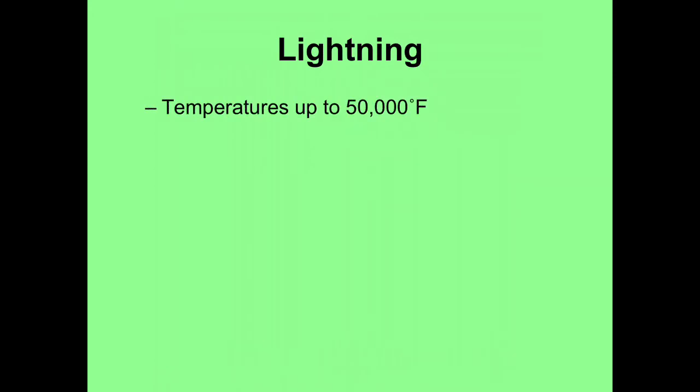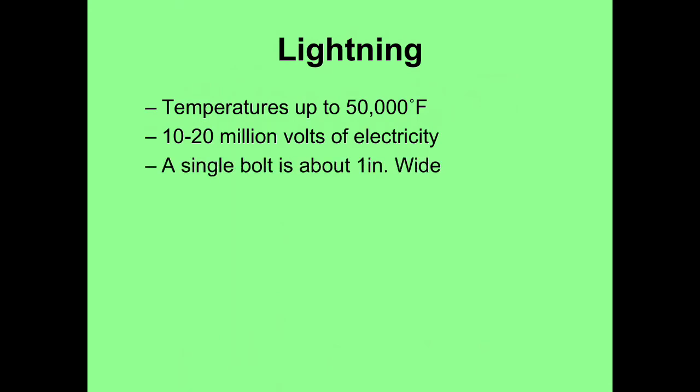Okay, lightning itself can be up to 50,000 degrees Fahrenheit. Ouch. 10 to 20 million volts of electricity. A single bolt is about 1 inch wide. So all that light that we see is from my skinny little discharge of electricity. But they're so bright, they look much larger.